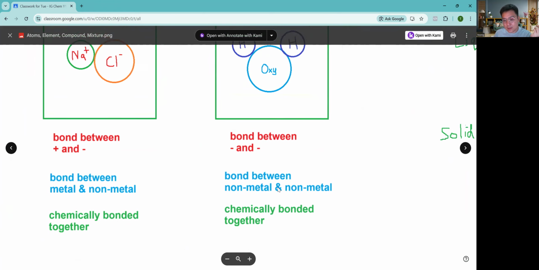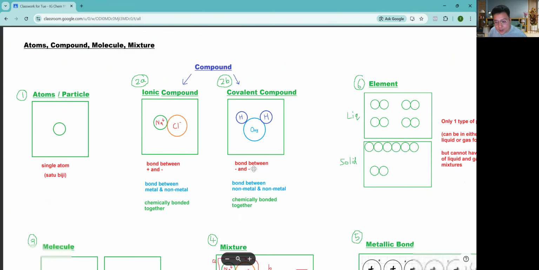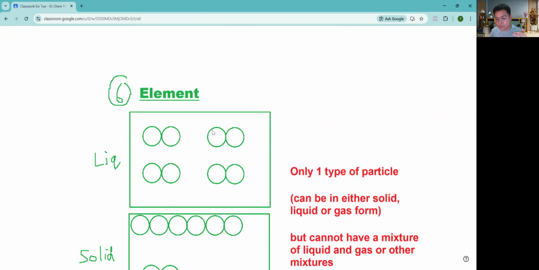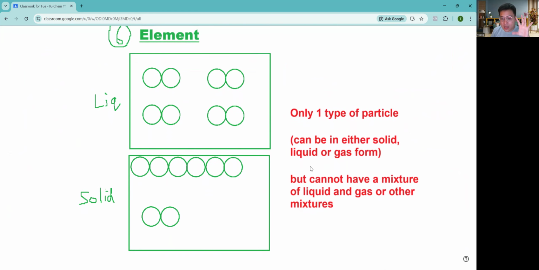All right. So this is like the bond between non-metal and non-metal. So I hope students are clear on that. Next is this one here, element. Element can only have one type of particle, and it can only be in one state. That means if it's liquid, the whole thing must be liquid. If it's solid, the whole thing must be solid. You cannot have a mixture.